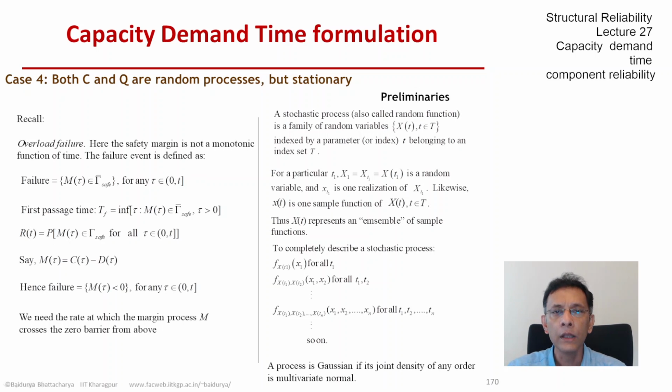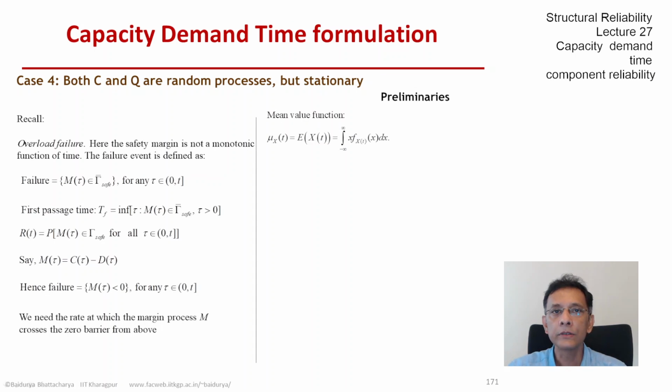Now, later we are going to talk about a Gaussian process. So a process is Gaussian if its joint density of all those x's that we talked about, joint density of any order is multivariate normal. So that defines a Gaussian process. Now let us define a few more quantities.